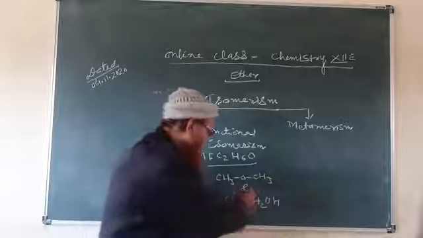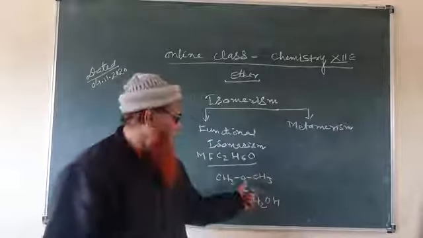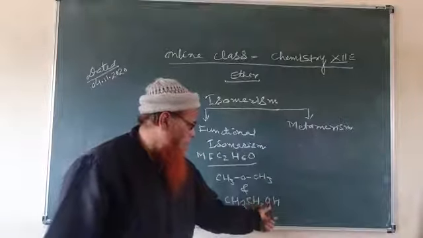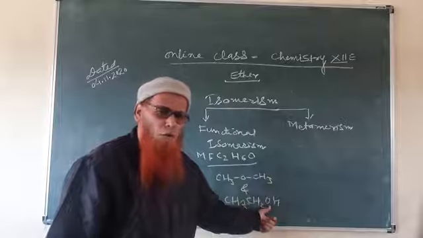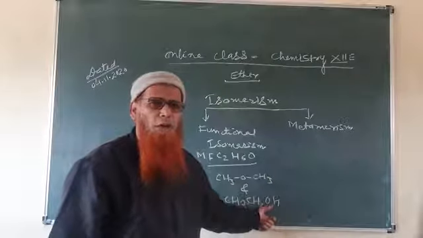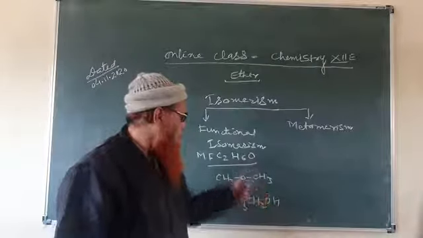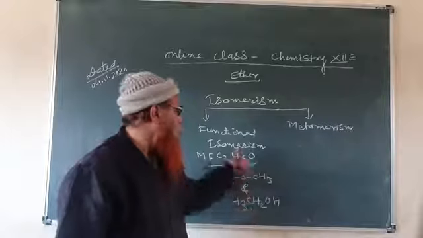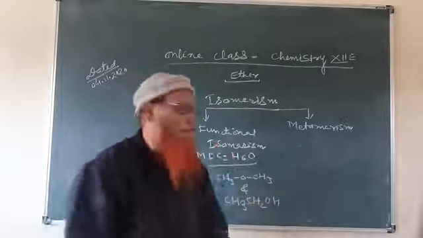Here the difference of the functional group is that the first has the etheric group and the second has the alcoholic group. So the isomers are formed due to the difference in functional group. This is known as functional isomerism.